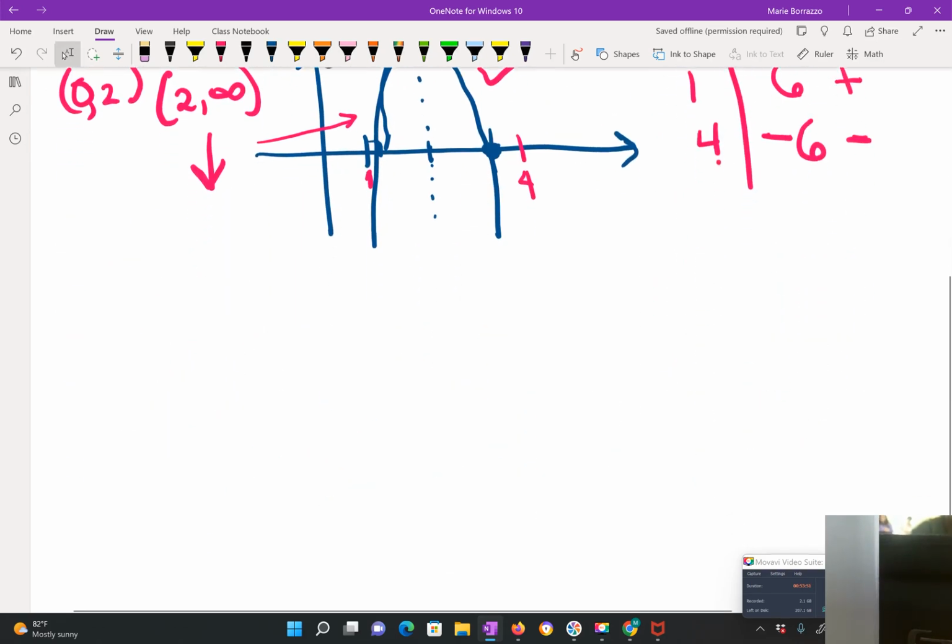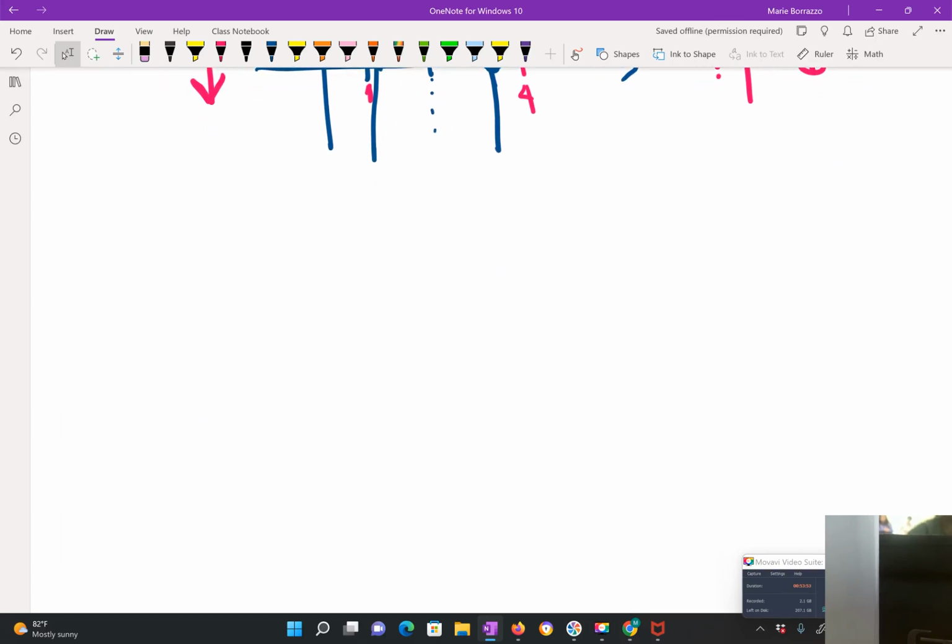Okay, I don't know how I'm going to do this, but I'll do the best I can. They're giving us a graph. It looks like 1, 2, 3, 4, 5. Yeah, so they're giving us a graph. Let me see if I could pull up some graph paper.